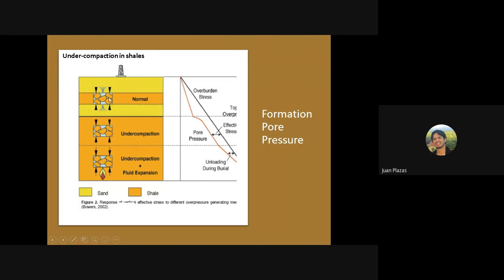This is the normal behavior. Normal. And in case the fluid has a seal and cannot get out, so that fluid is trapped. When the fluid is trapped, it's difficult to get out.